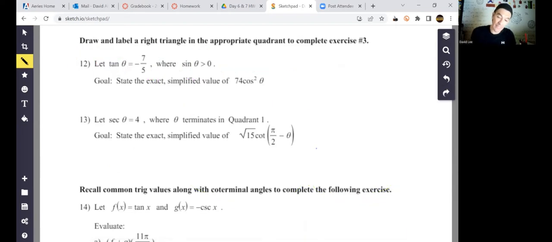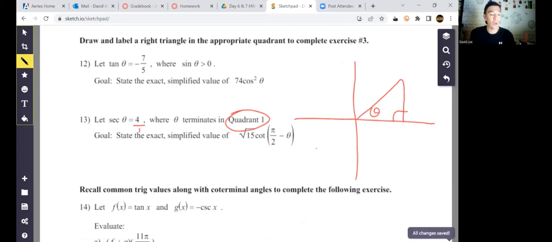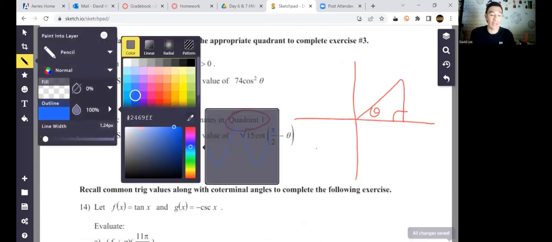Now let's try number 13. So let's go back here again. And look, now they're being nice. They're just saying quadrant 1, right? They're just flat out telling you where to go. So that's quadrant 1. And over here, this says secant is 4, but you know what? It's 4 over 1. Remember that? You could always drop a 1 below something to turn it into a fraction.